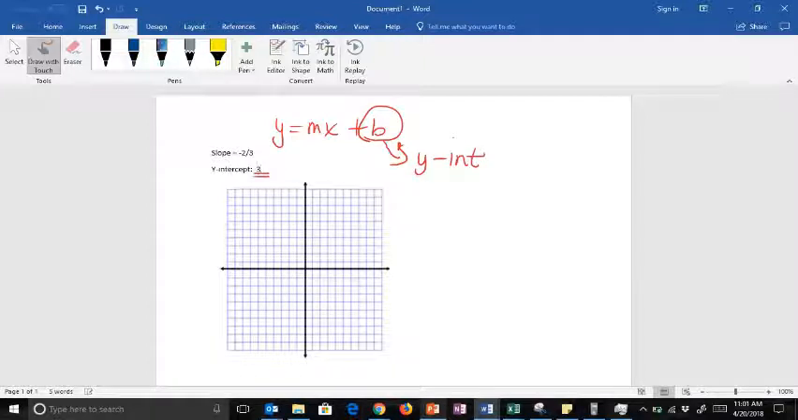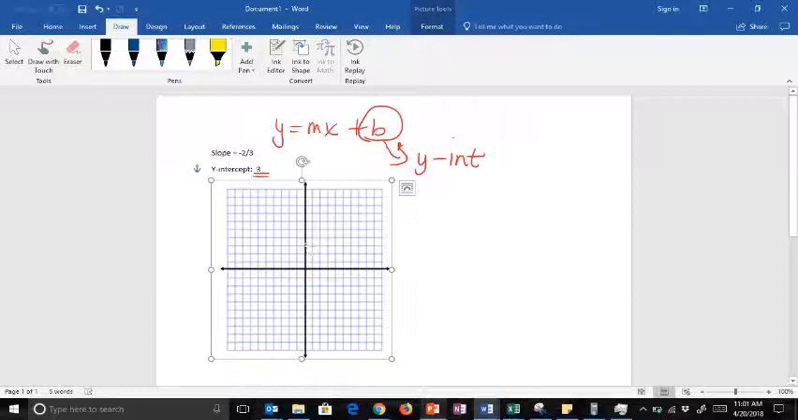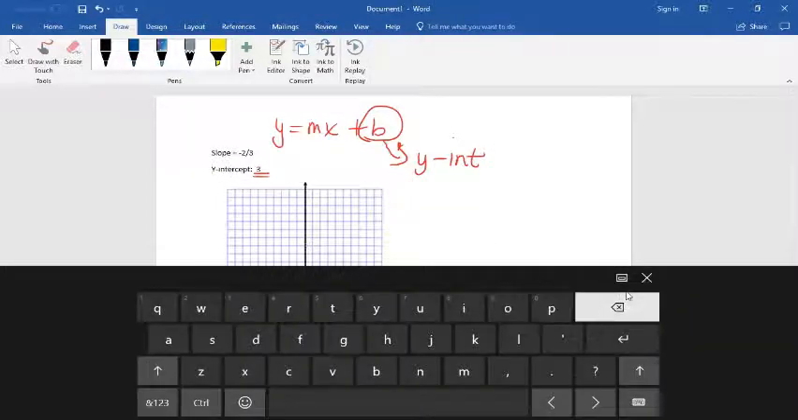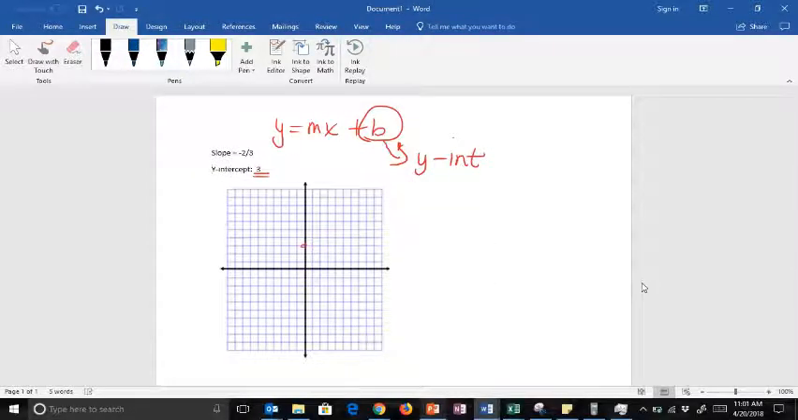So since my y-intercept is 3, there's a couple ways. If you have the Draw tab in Microsoft, you can physically go to Draw with Touch and then draw in your point. Okay, that's one way to do this. I can do that by hand since I have the Draw function, but I know not everybody does.